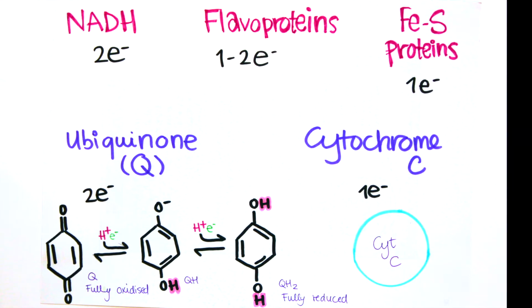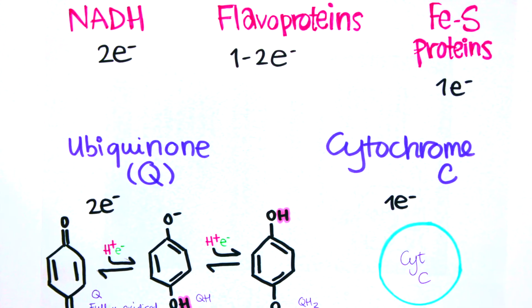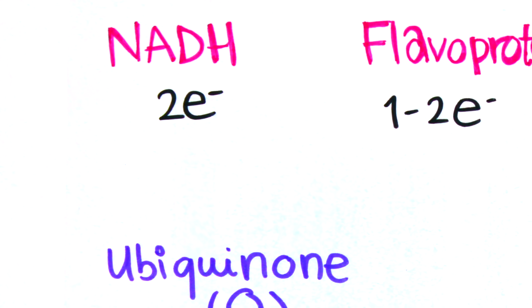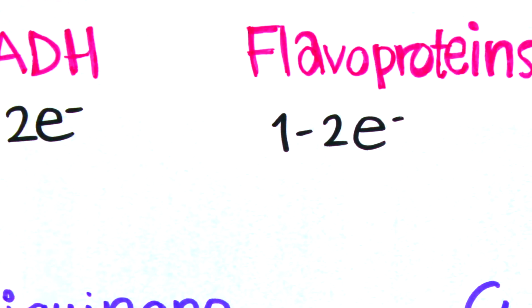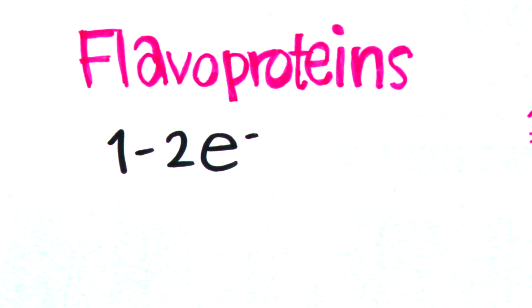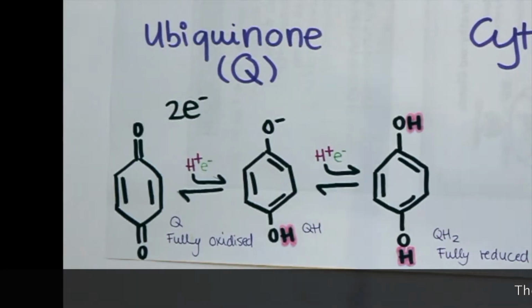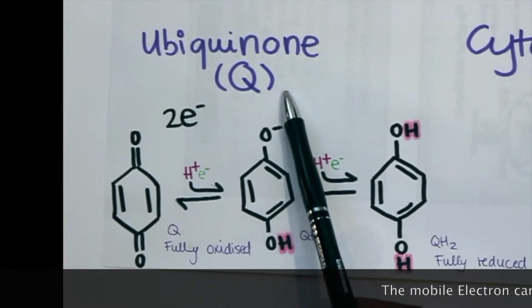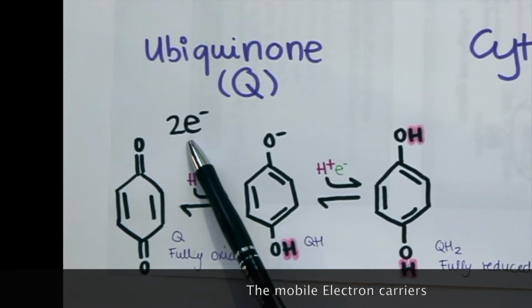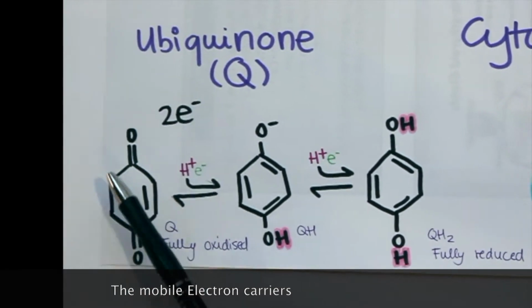There are 5 electron carriers used in this electron transport chain. NADH can carry 2 electrons at a time, flavoproteins can carry 1 to 2 electrons at a time, whereas iron-sulfur proteins can only carry 1 at a time. Finally, we have the mobile electron carriers, ubiquinone, which can carry 2 electrons at a time.